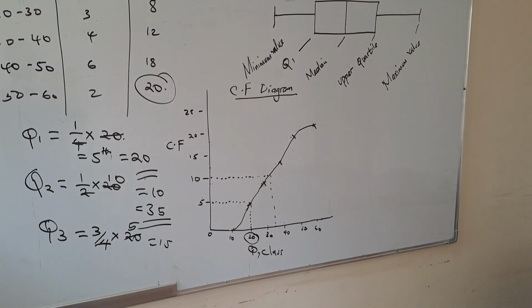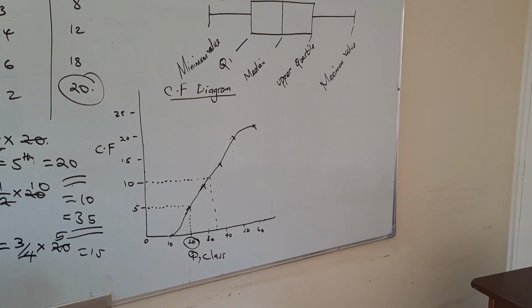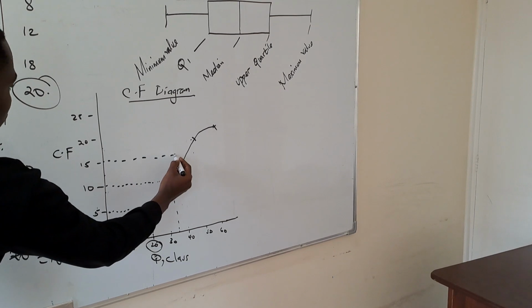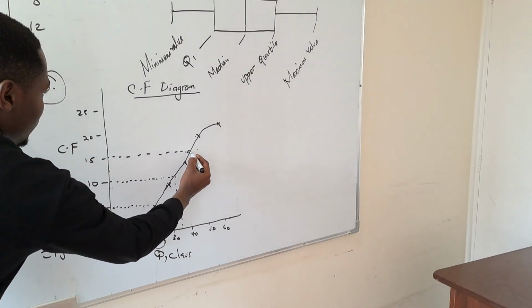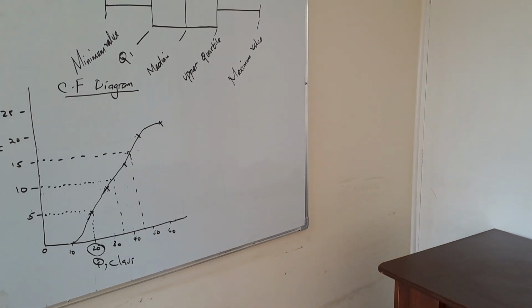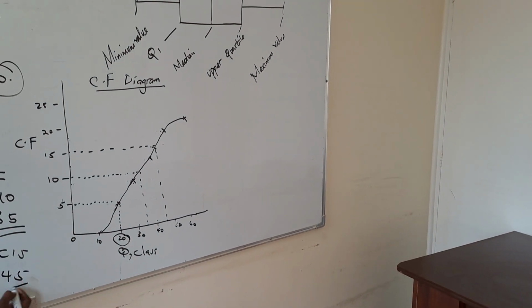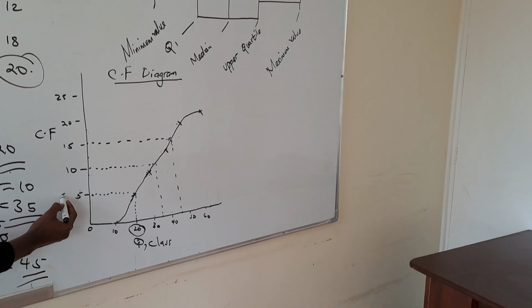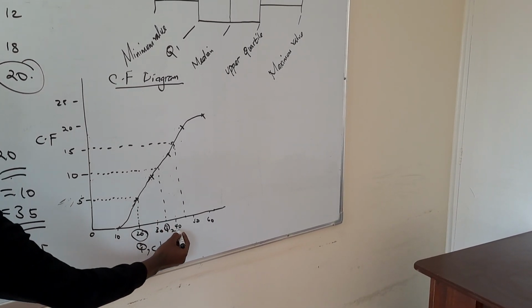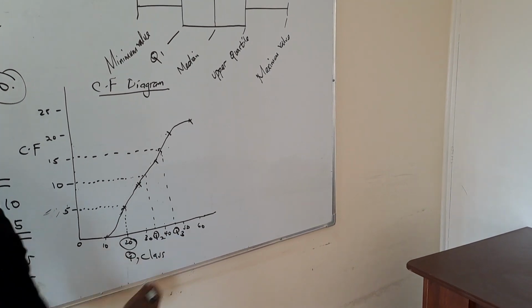You will go to your cumulative frequency diagram and identify your Q3. So my Q3 is approximately 45. 45 is my Q3. This is Q1, this is Q2, and this is Q3.